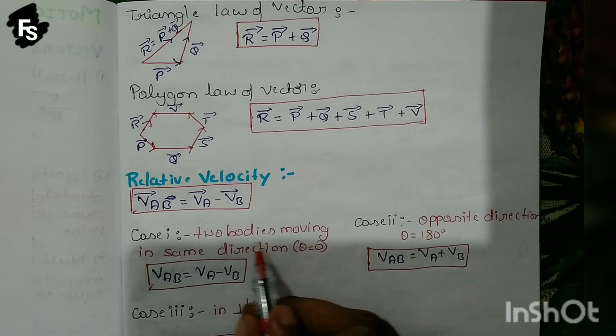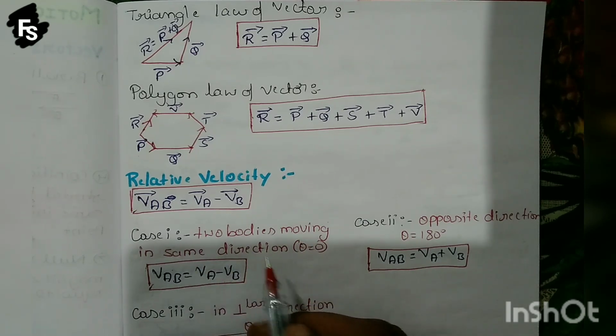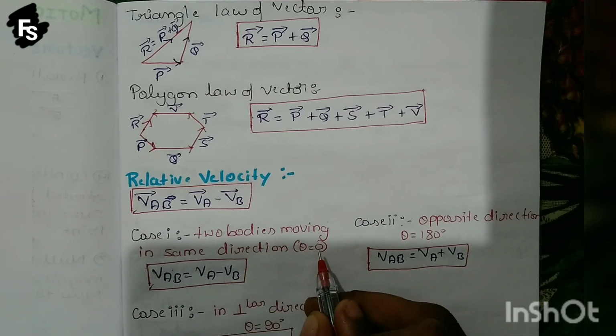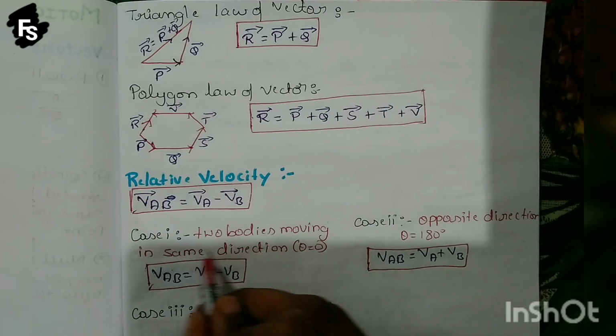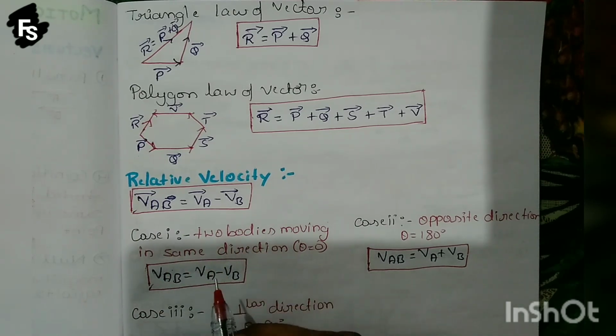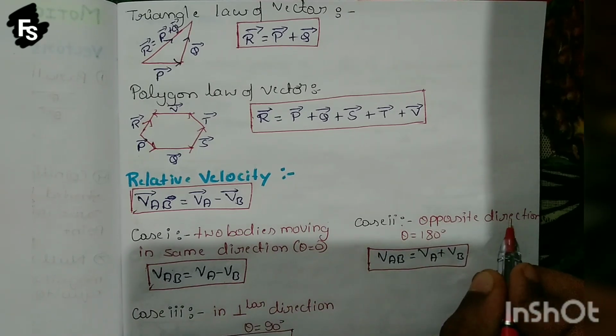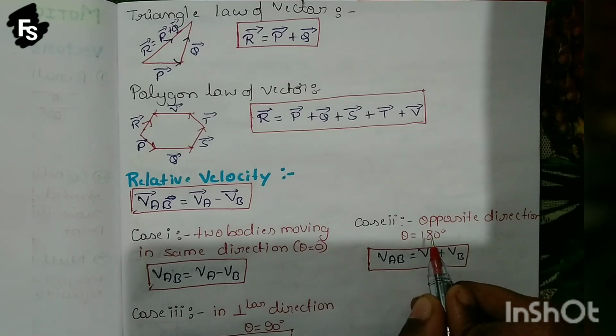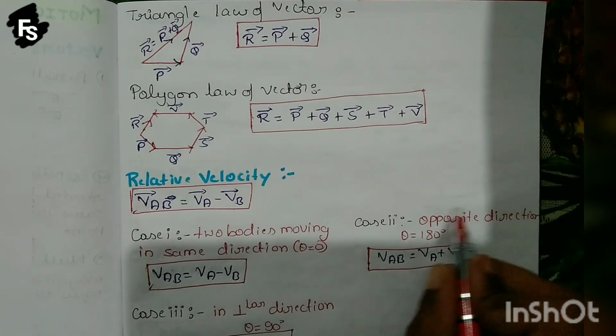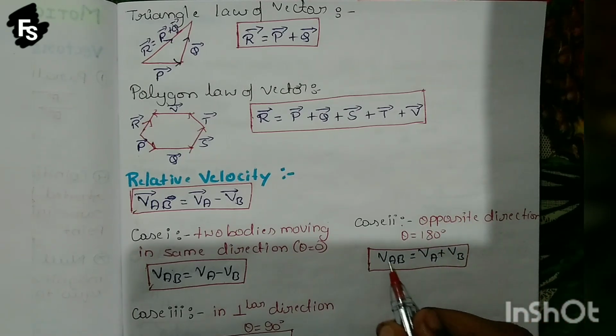Case first: two bodies moving in the same direction, meaning theta equals 0. Then if the direction is the same, the velocities must be subtracted. Case second: if two bodies are moving in opposite directions, meaning theta equals 180 degrees, then we have to add the velocities. VAB equals VA plus VB.